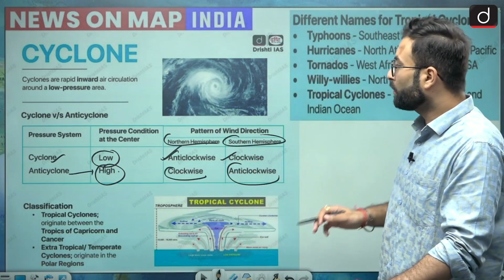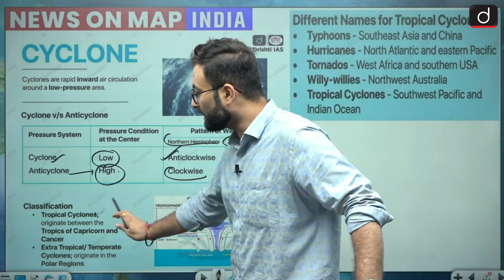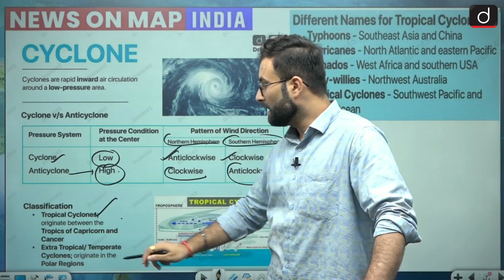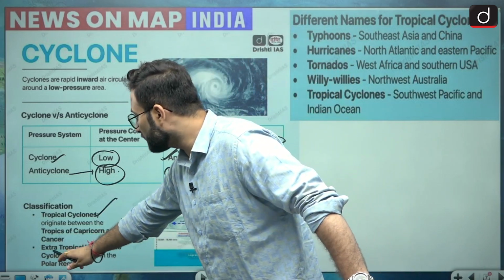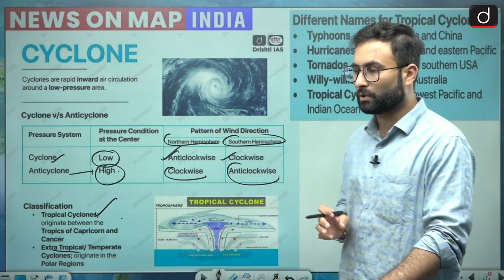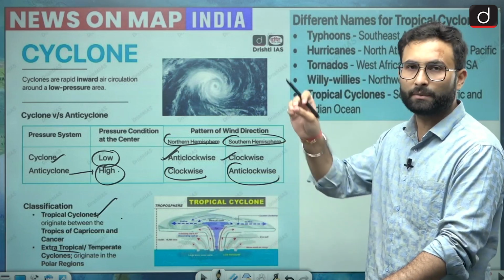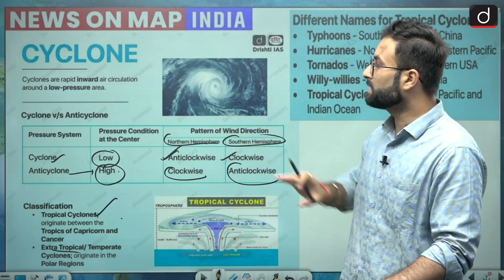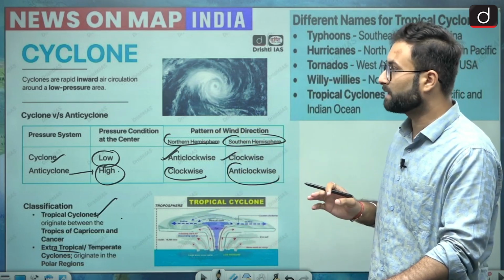Now if we talk about the classification, there are tropical cyclones, which originate between the tropics of Capricorn and Cancer, and there are extra-tropical or temperate cyclones, which basically originate from the polar regions or from the Mediterranean, etc. So these are your tropical and extra-tropical cyclones.